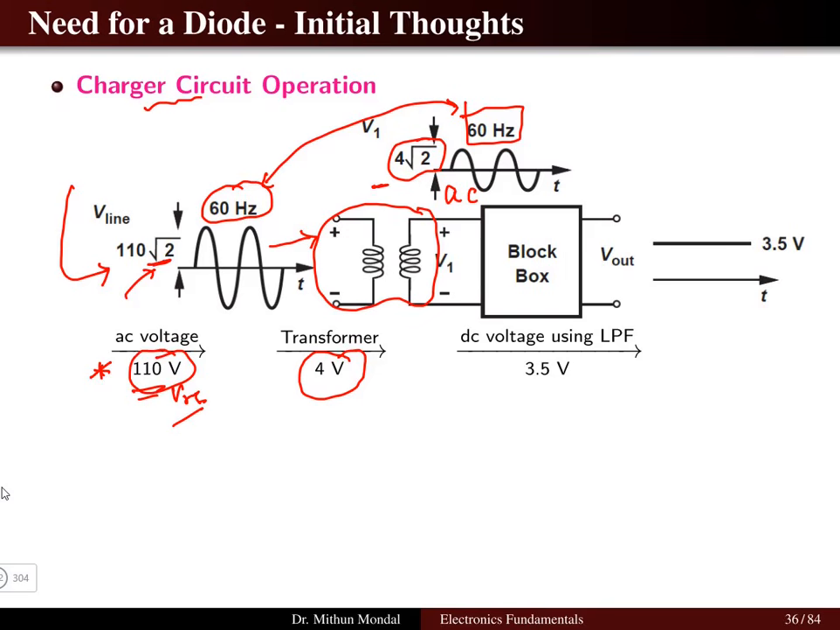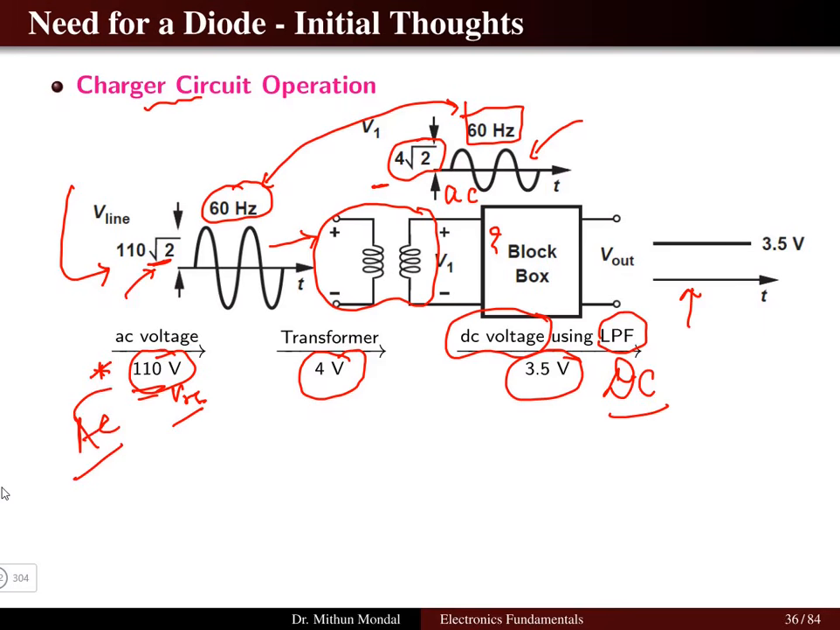Now consider a black box device that will convert this AC voltage into DC voltage with some magnitude which is less than the peak voltage. The DC voltage that we are obtaining after passing through a low pass filter is 3.5 volt, and this is what the DC is at the output. So at the input we are giving 110 volt AC, and at the output we are getting a DC voltage of 3.5 volt, which is possible only with this black box device which is able to convert the AC voltage into DC voltage, and that device is known as the diode.